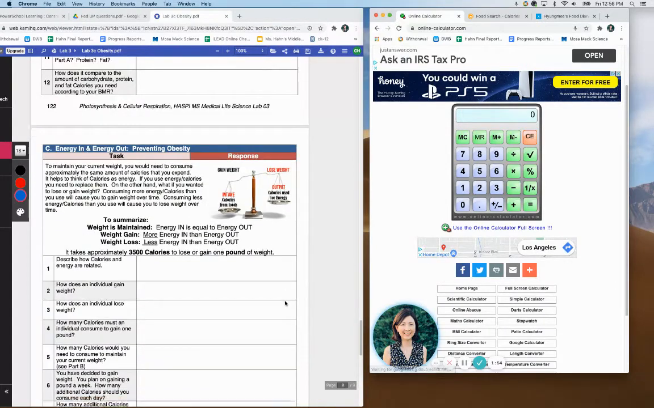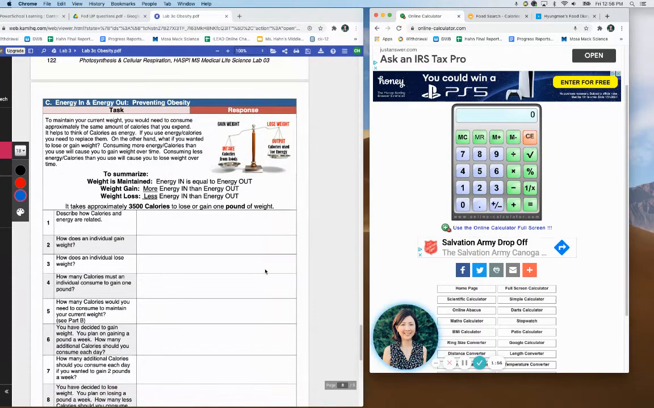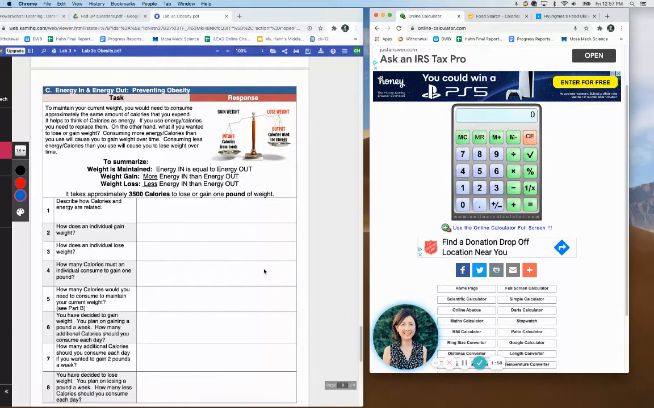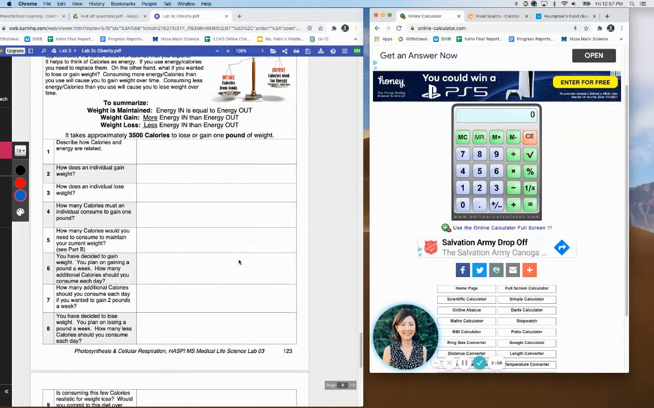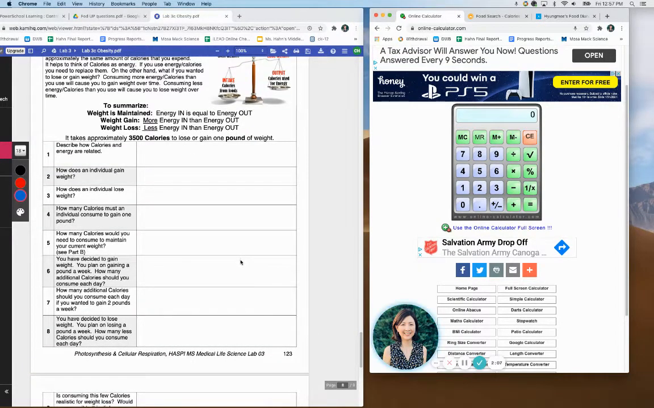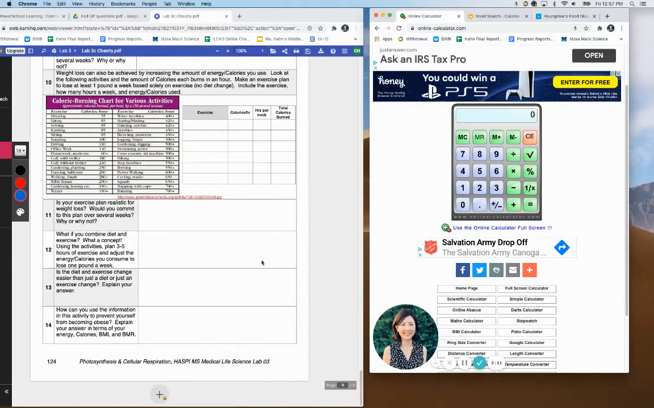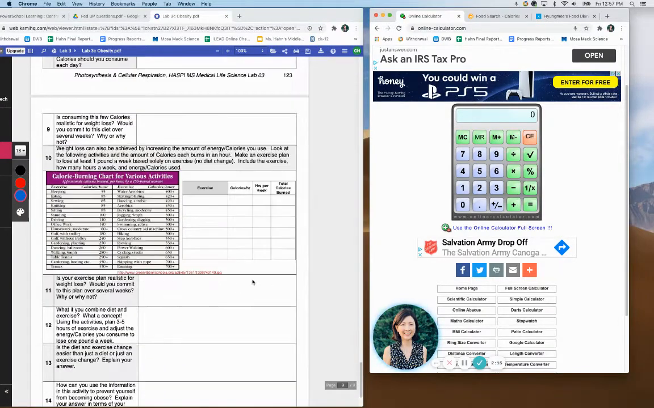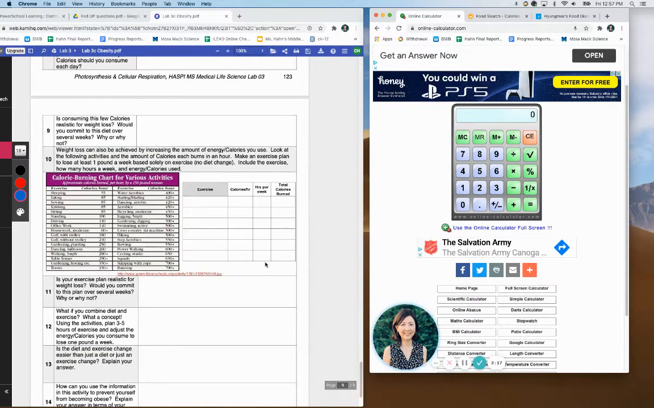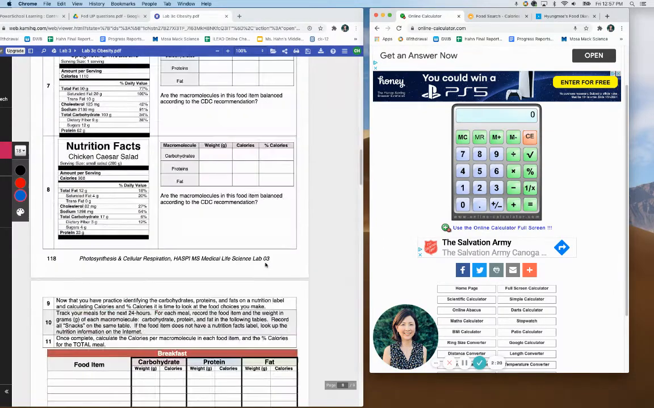And for part C, you're going to be looking at how many calories you would need to gain weight and how many calories you would need to lose weight, based on the information that you calculated earlier, and what types of activities would burn different amounts of calories. Okay, so let's take a look.